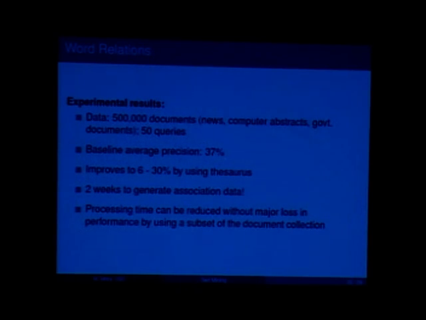If you are trying to do this more efficiently, it turns out you can, instead of using the full collection, pick a random sample from the collection and calculate your associations based on this sampled subset rather than the whole document collection. Of course, the amount of benefit that you would get would go down, but it's not a major loss compared to how much time you save in terms of processing time.